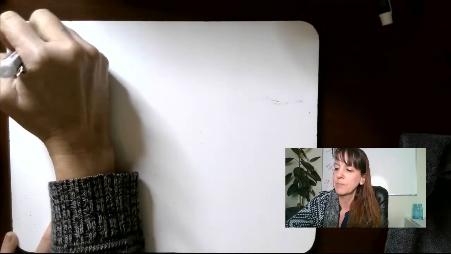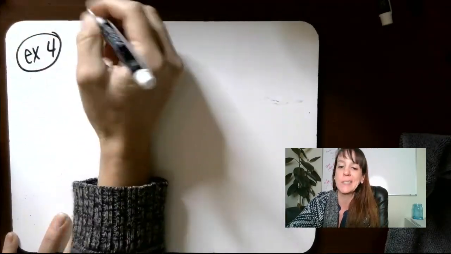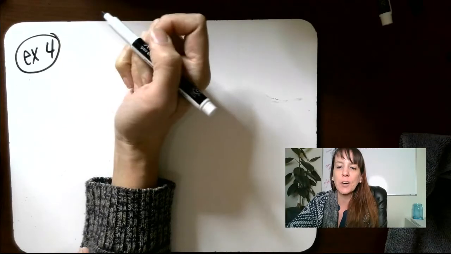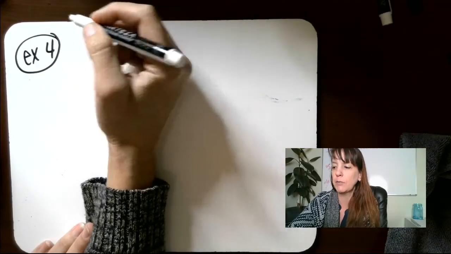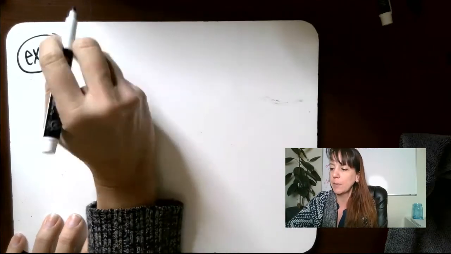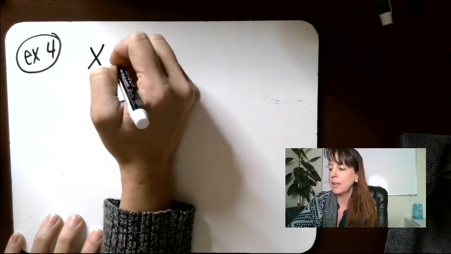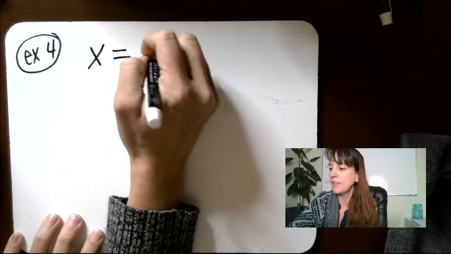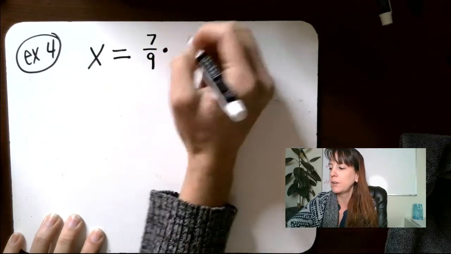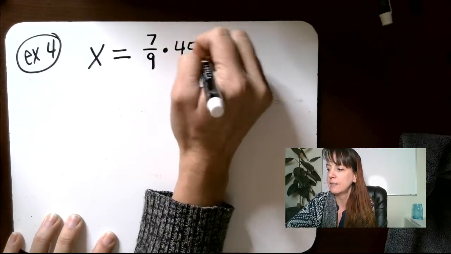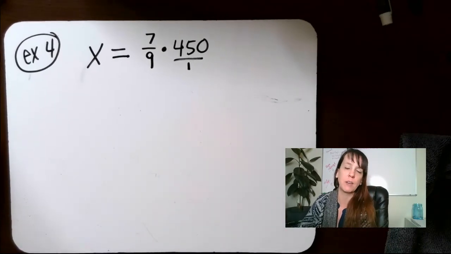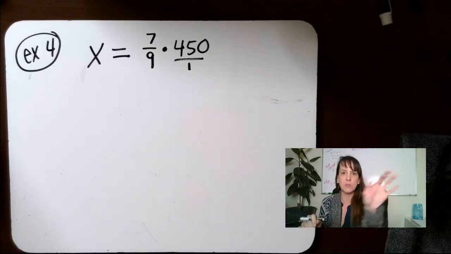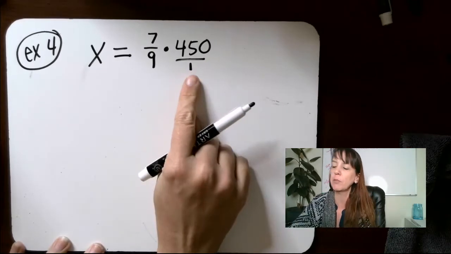Otherwise, we've got one more example. So, this is on page 159, what number is 7/9 of 450? So what number, that means x, is 7/9 of 450? Okay, well, this is just like fraction times fraction. We do straight across the top, straight across the bottom, so I'm going to put 450 over 1.